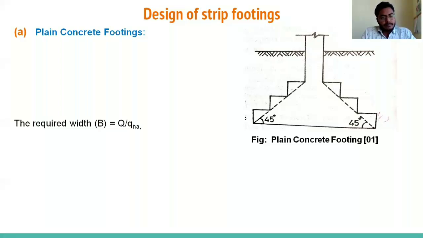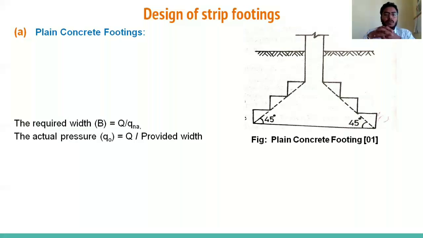So the required width we can calculate. We have the QNA, the allowable bearing capacity of soil. So we can calculate the required width. We will divide the load by the QNA. We can get the required width for the unit length, right? So the actual pressure we can calculate.